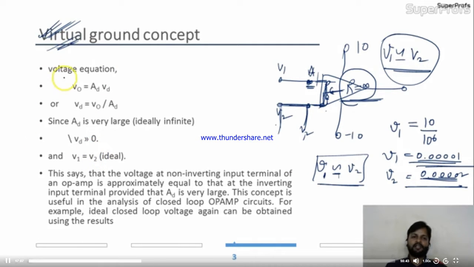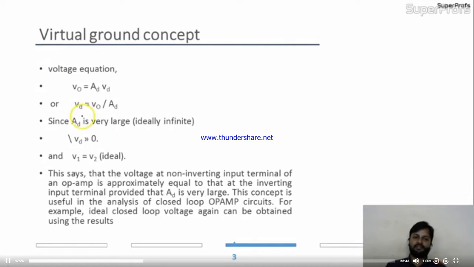Is it okay, friends? So the voltage equation V0 is AD times VD, perfectly fine. VD is V0 by AD, no doubt at all. VD is the difference. Since AD is very large, VD tends to 0, the difference I'm talking about. So VD is nearly 0, or not, tell me.